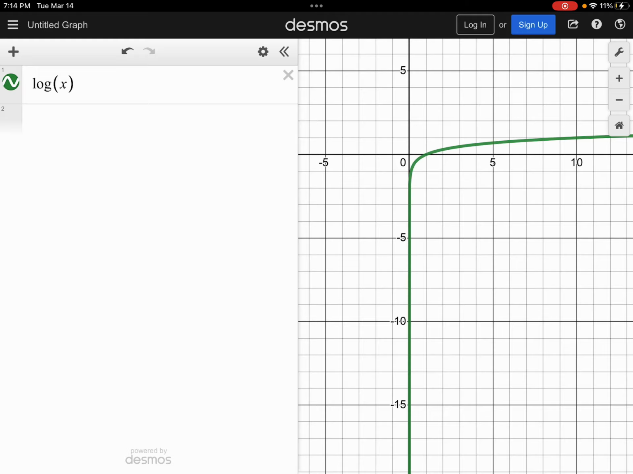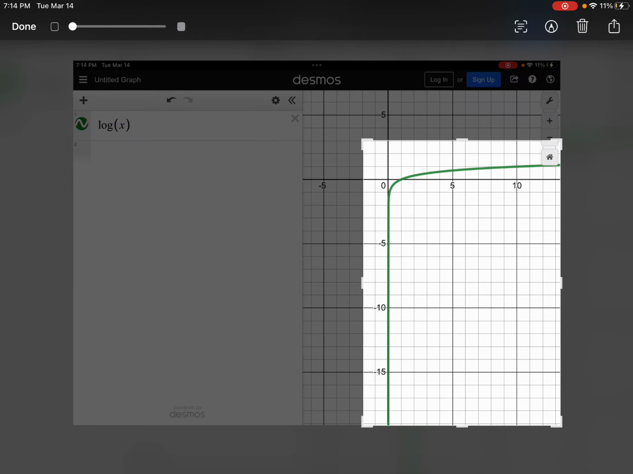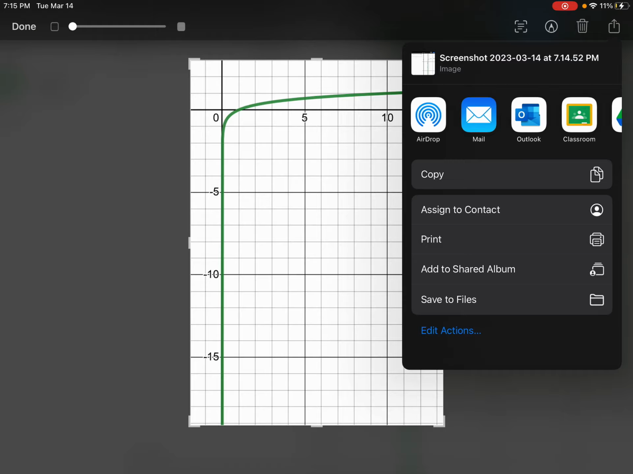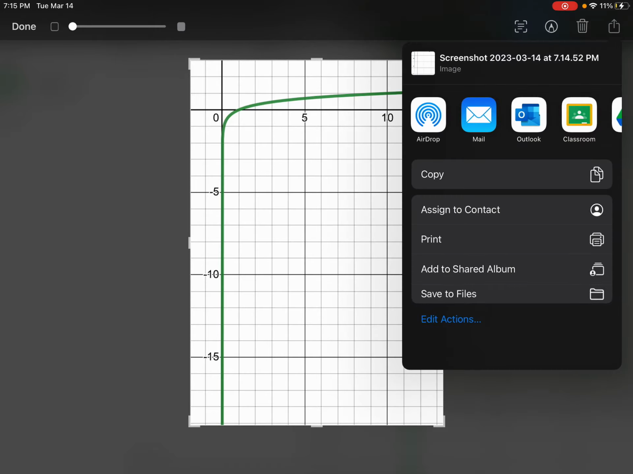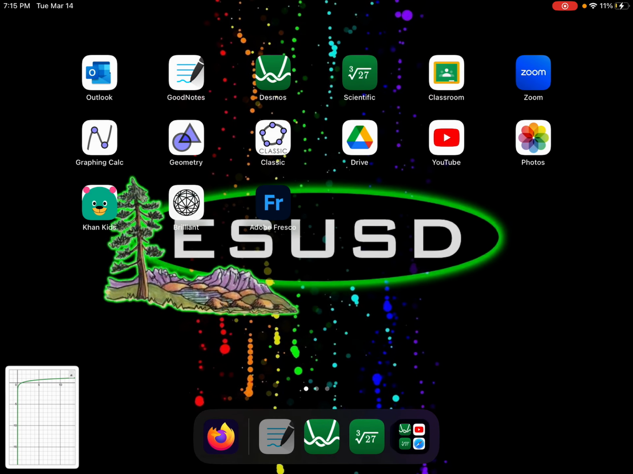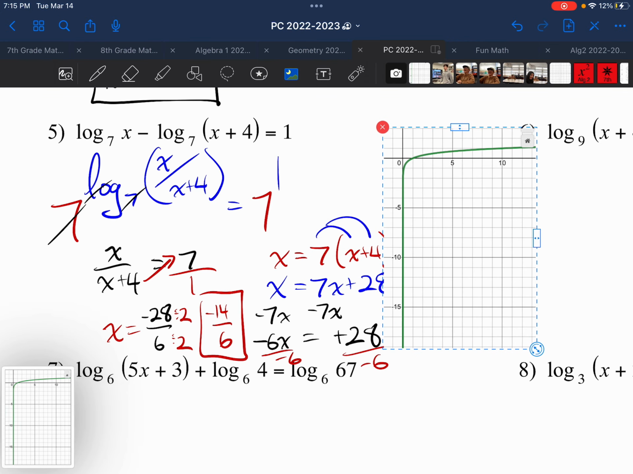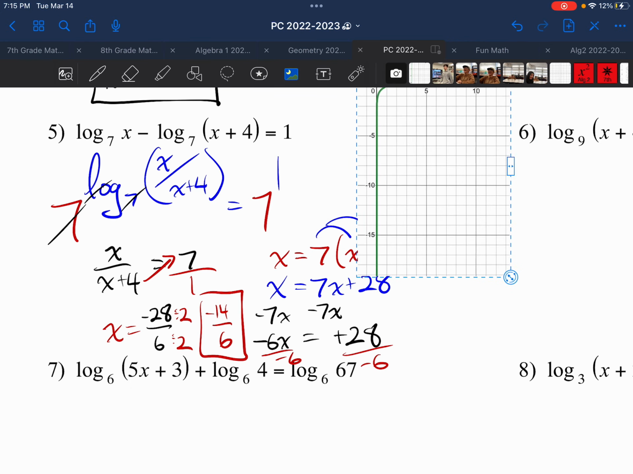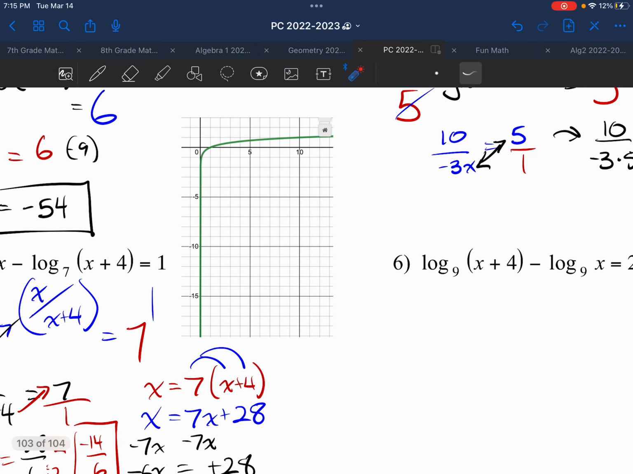Can I take a screenshot so I can draw on this? Let's go ahead, I just need this graph right here. So we'll copy it. There we go. Now I come back over here and paste. Do I have any room here? I'm gonna put it right here. Notice I can now draw on this thing.